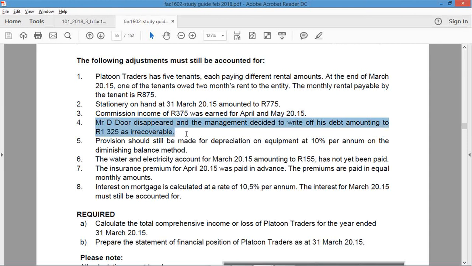Mr. D. Door disappeared and management decided to write off his debts amounting to 13280. So you're going to debit credit losses. Good. And credit... It won't be bank. No cash. Credit losses written off. You already have credit losses. You can't have credit losses twice. You're debiting the credit losses because that's the expense. Someone didn't pay.